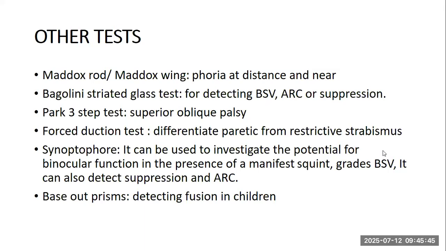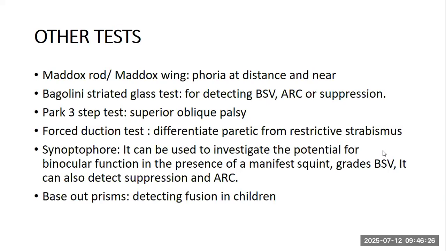For instance, even in the Worth 4 dot test, if the patient is seeing 4 objects and you're seeing that the patient has an obvious deviation, it means the patient has an anomalous retinal correspondence. He's seeing the 4 dots because the fovea of one eye is having a correspondence with an extrafoveal position of the other retina. Same thing with the synoptophore: if the patient is able to fuse the objects shown and you're seeing an obvious squint, it means he has an anomalous retinal correspondence.